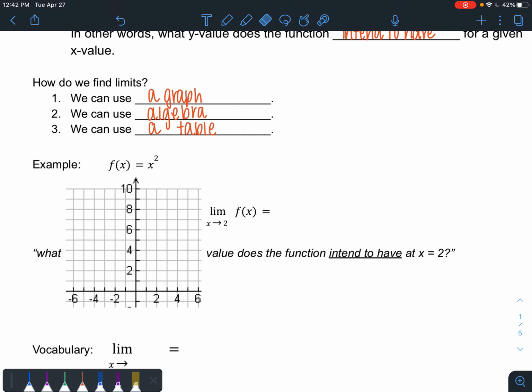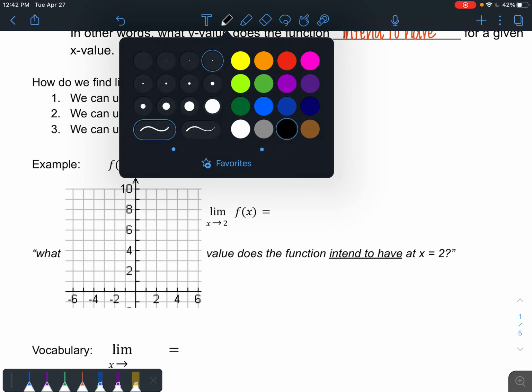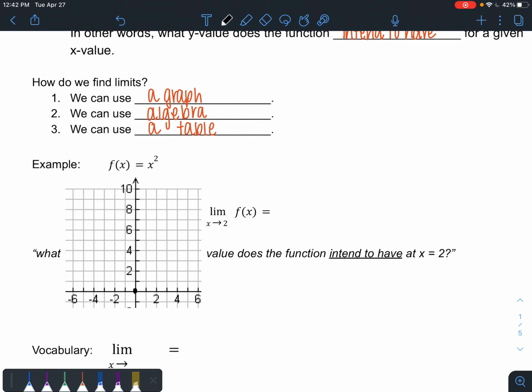So here's our first example, and it's f of x equals x squared. So I'm going to go ahead and graph that really fast. I'm going to use black just because that way it looks seamless. There's our parabola. And it says, what is the limit of f of x as x approaches 2?